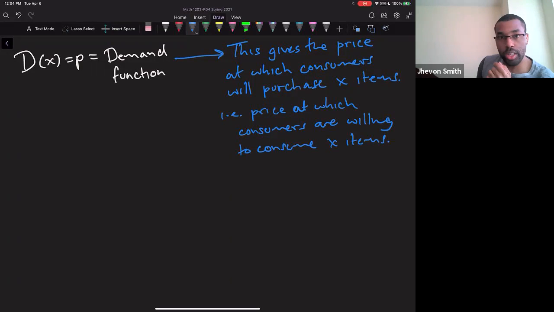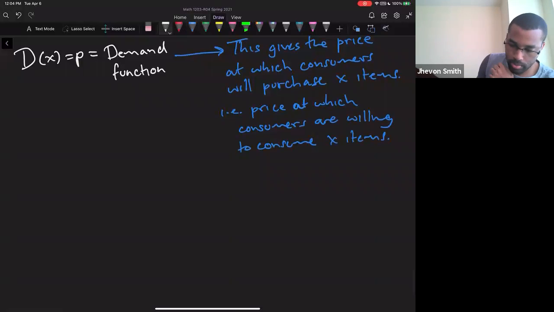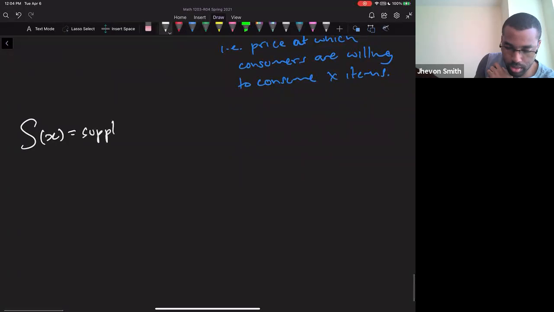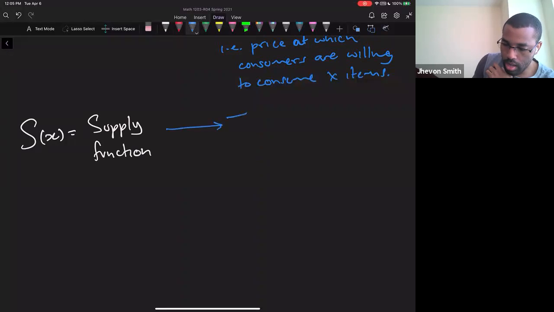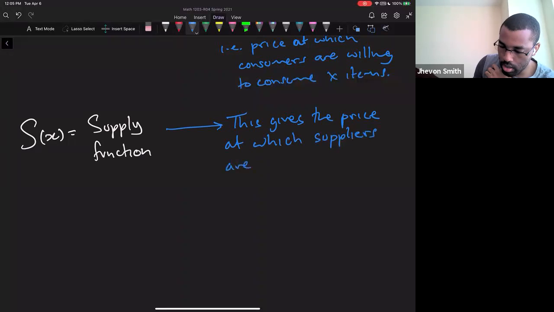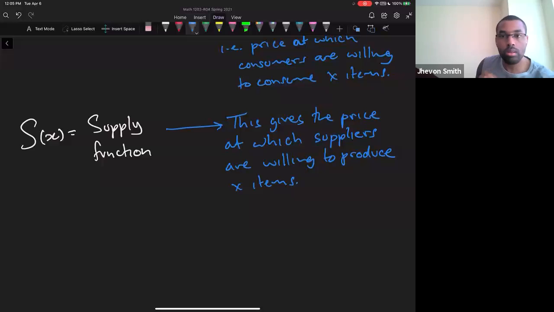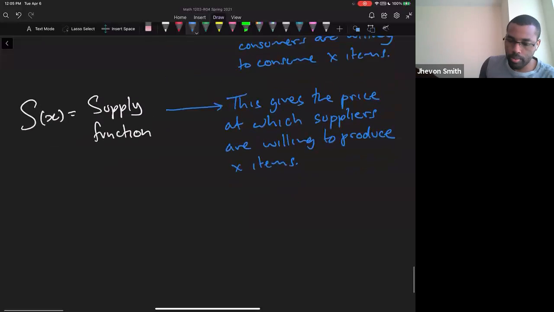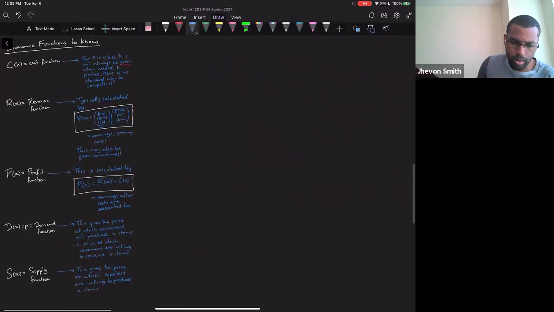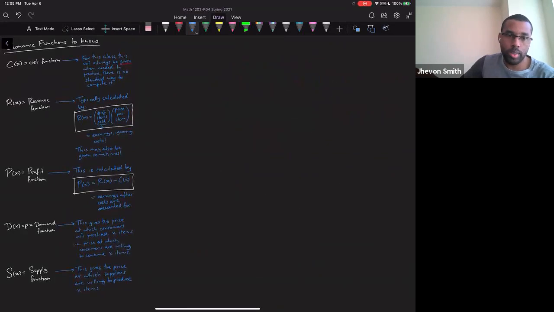Now, there's another function that is kind of associated with this on the flip side. I'll call it here big S. And this is called the supply function. This gives the price at which suppliers are willing to produce X items. Okay, so that's the supply function. Now, those are all the functions that I want us to know. So there's cost, there's revenue, there's profit, there's demand, and there's supply.